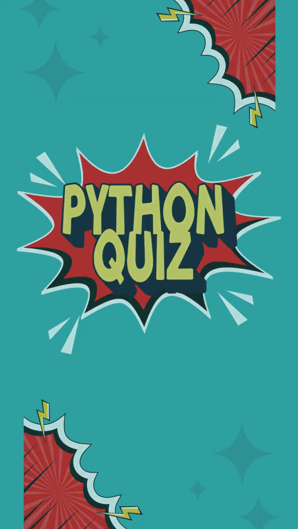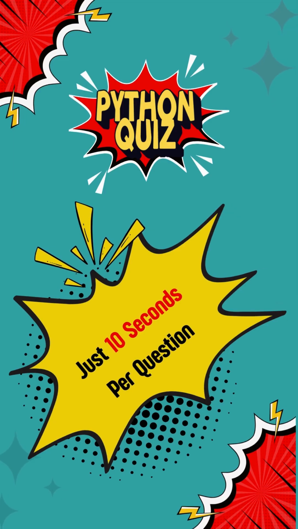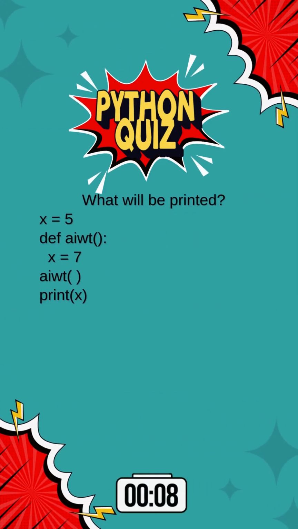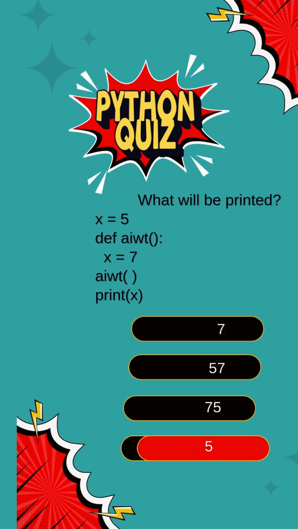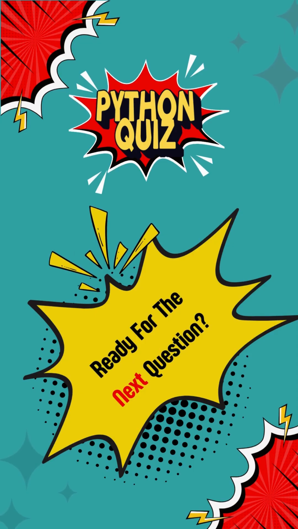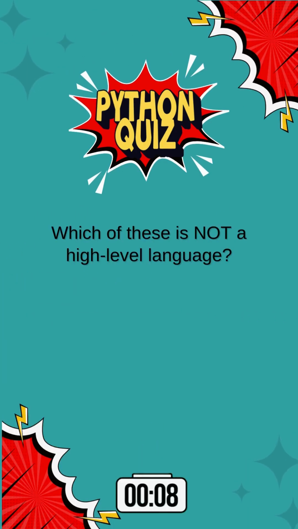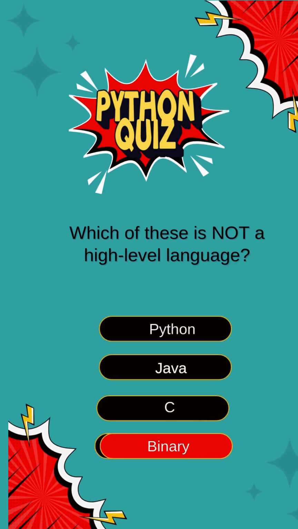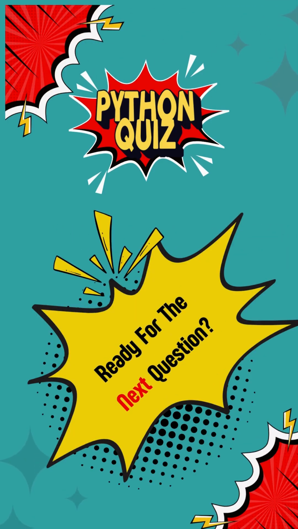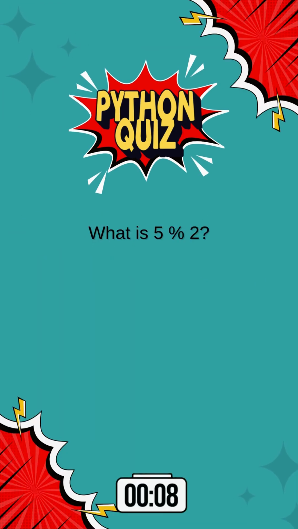Python quiz. Just 10 seconds per question. What will be printed? Ready for the next question. Which of these is not a high-level language? Ready for the next question. What is 5 % 2?